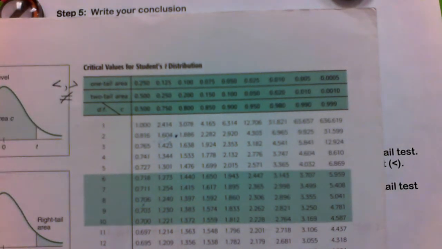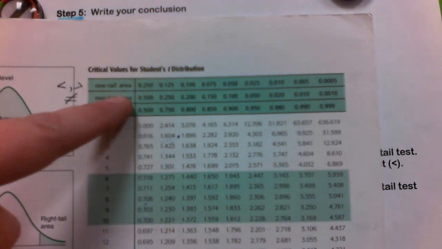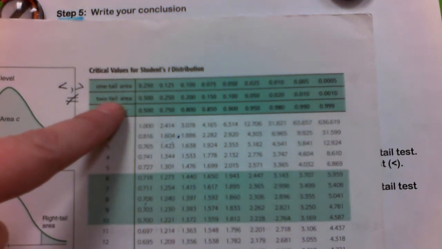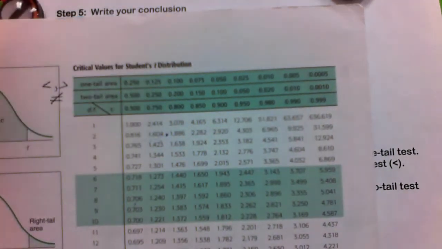Now, the alternate hypothesis will be less than or greater than. So if it's less than or greater than, then you have a one-tail area. Or the third option is not equal to, and that is your two-tail area. So here, these top 2 rows in green on my sheet is where you will find your p-value.